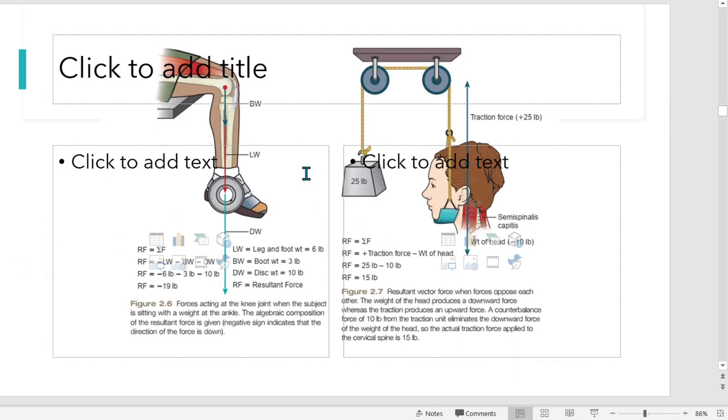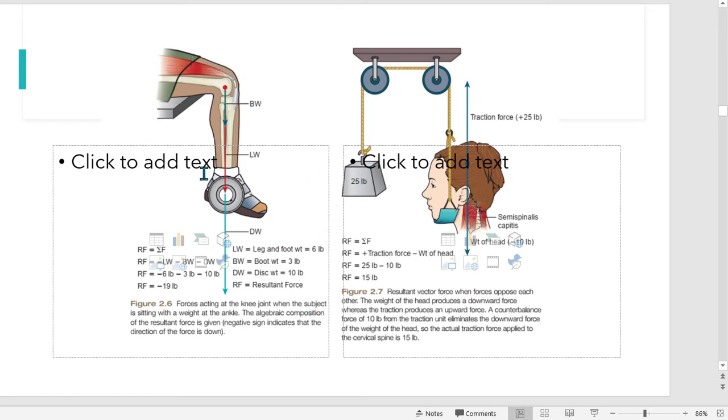Now let's take for example an example of applied force. This is applied physics. You have here a weight added to the legs. Let's take for example, if you are trying to exercise, usually you put ankle weights, diba? On the ankle. So you have here a summation of forces acting along the knee joint.